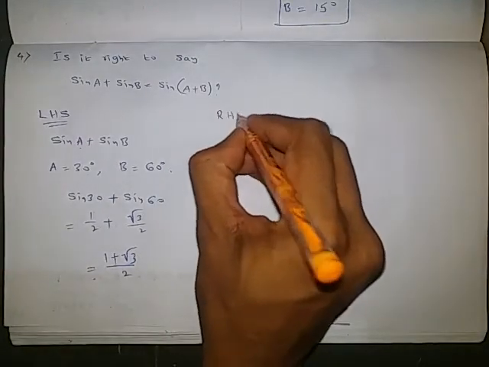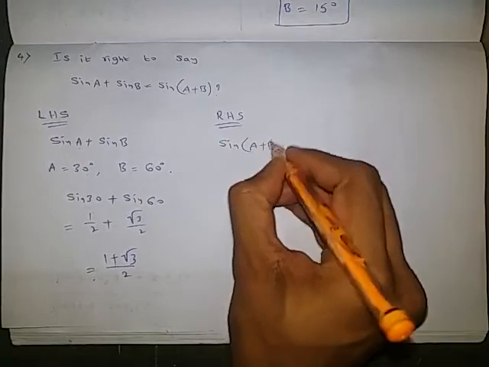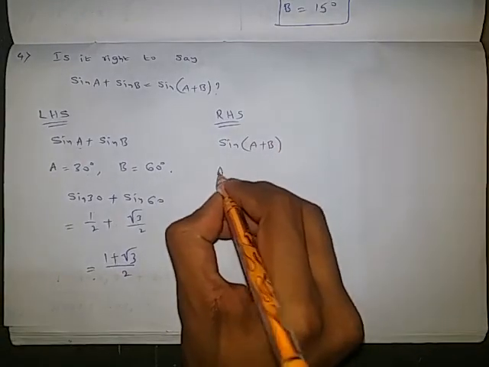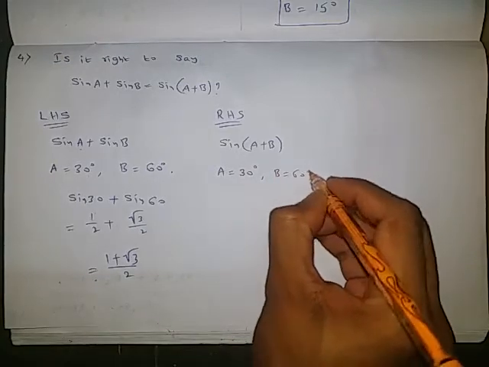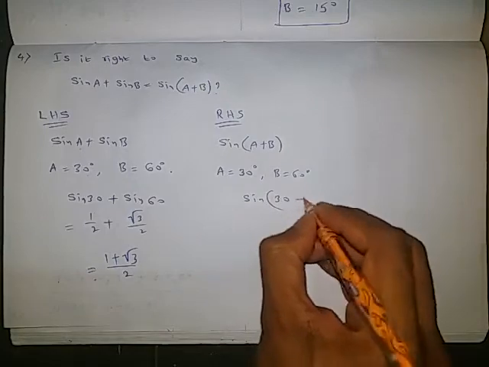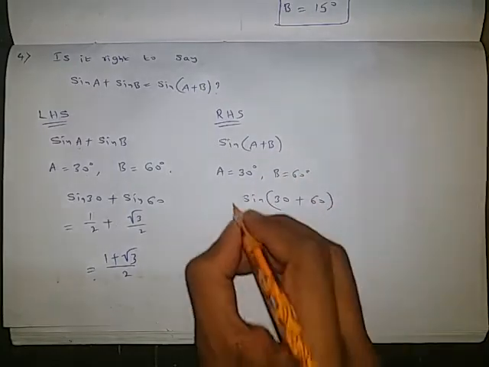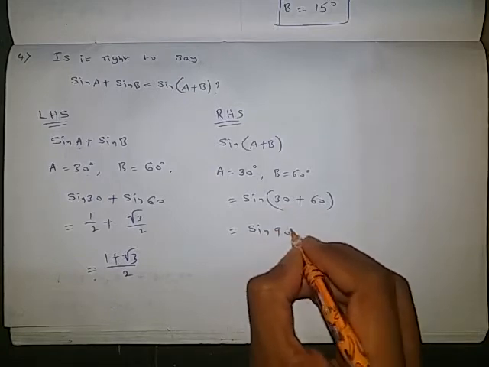Next I will take the RHS now. So RHS is sine of A plus B. So again same angles I am taking here also. A is 30 degrees and B is 60 degrees. So sine of, in the place of A 30 degrees plus in the place of B 60 degrees. So we will get sine of 30 plus 60, 90.